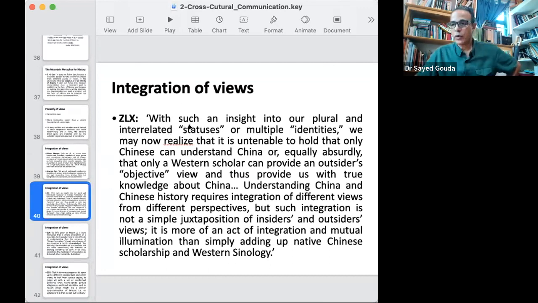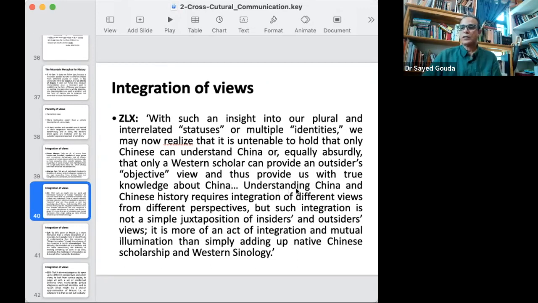So he says, with such an insight into our plural and interrelated statuses or multiple identities, we may now realize that it is untenable to hold that only Chinese can understand China, or, equally absurdly, that only a Western scholar can provide an outsider's objective view. Because whether we like it or not, our understanding will always be subjective. I dare to say there is nothing called objective. It will always be subjective. We are restricted and limited by our own culture and by our own education. So whatever our understanding will be, it will always be subjective, and thus provide us with true knowledge about China. So neither the Chinese way is the best way, nor the Western way is the best way. We need to have both.